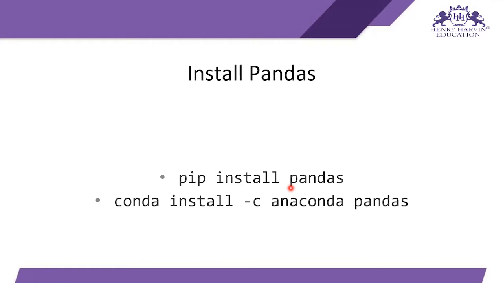Then if you are using Anaconda, and you have made some environments in it, you can open the Anaconda Prompt, activate that environment, and type this command: conda install -c anaconda pandas. Through this, the pandas library will get installed in your Anaconda environment or base environment.